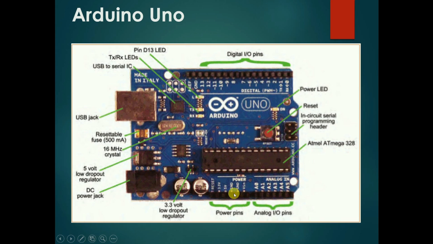And here you see there are two grounds, V input, 5 volts out, a 3.3 volts power supply, and a reset pin. And this button is a reset button to reset the Arduino board. And these are voltage regulators, and all other features.